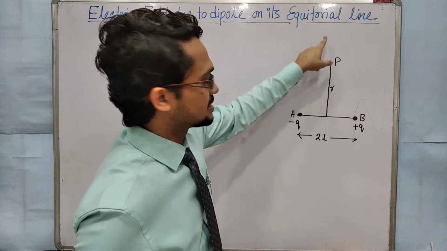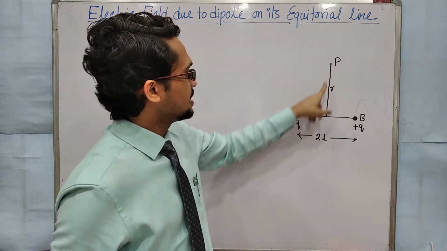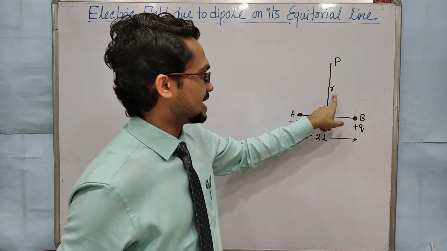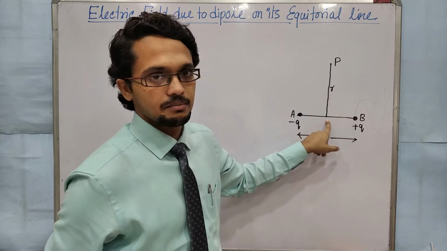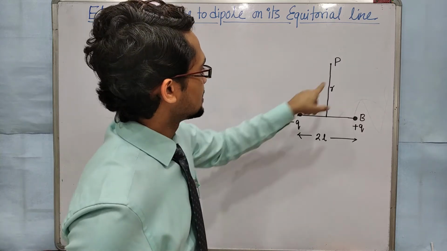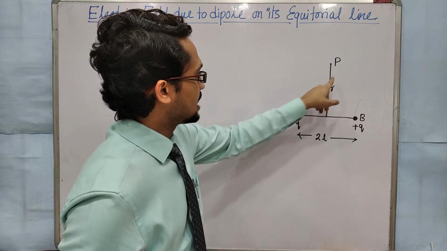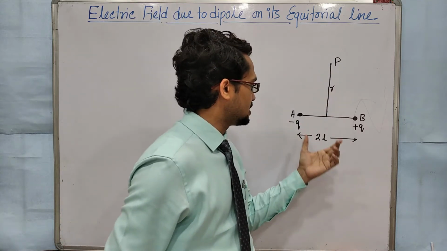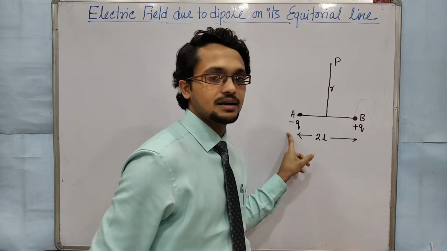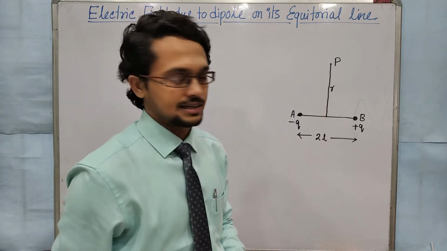This line is the equatorial line, and I have taken a point P on the equatorial line which is at a distance r from this midpoint. Now we will find the electric field intensity at point P. At point P the electric field will be generated due to plus q and minus q separately first of all. Then we will do the vector addition.